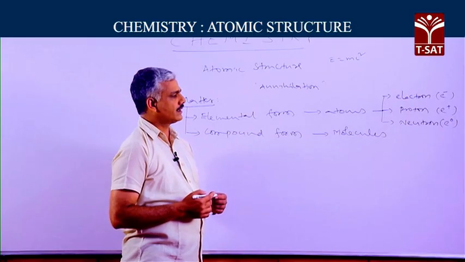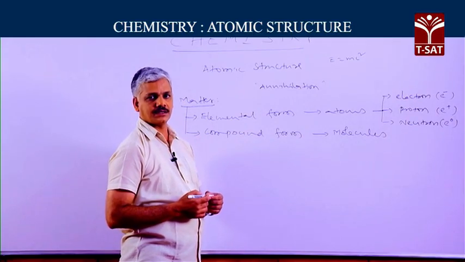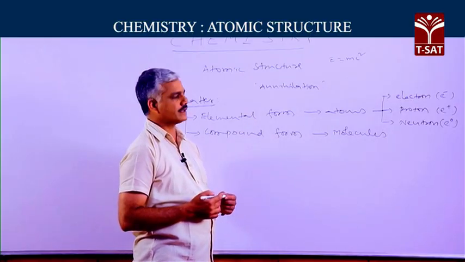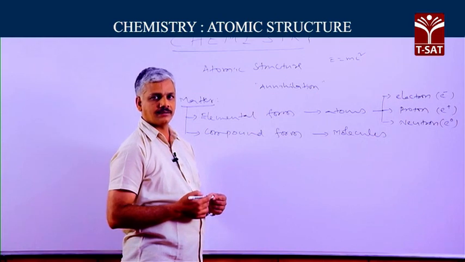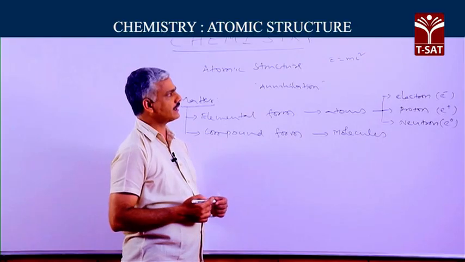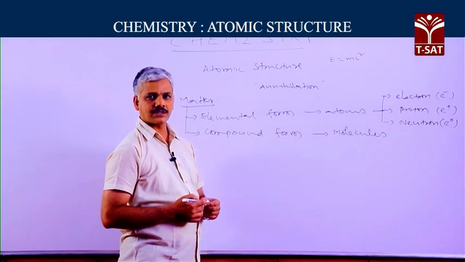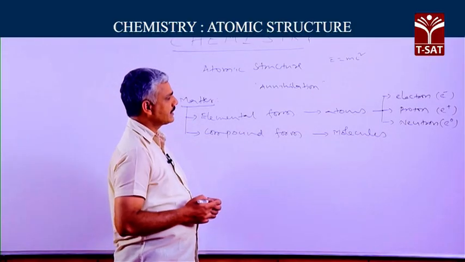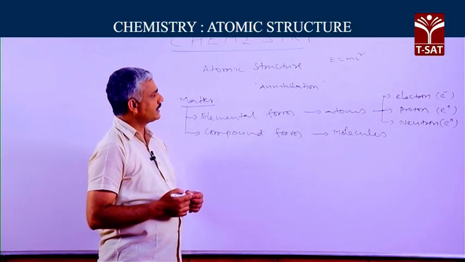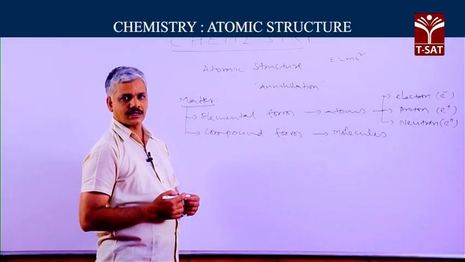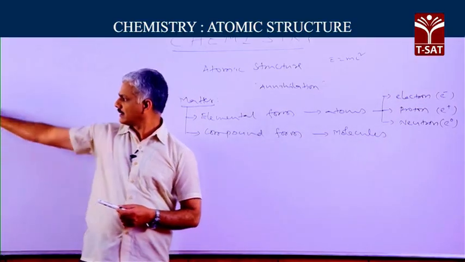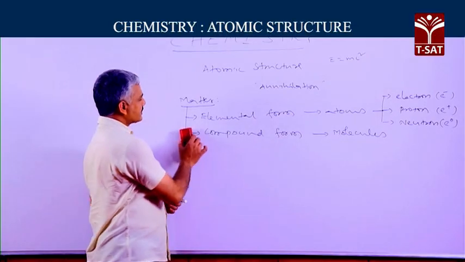Now the question is how they are arranged in the atom, which is a small particle. So the study of the systematic arrangement of fundamental particles, that is electrons, protons and neutrons in the atom, is called atomic structure. In order to explain the arrangement of these three particles, from time to time various models have been developed and they are called atomic models. Till date, 5 atomic models have been developed.